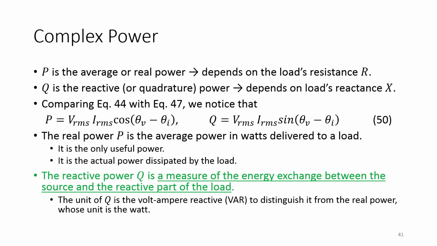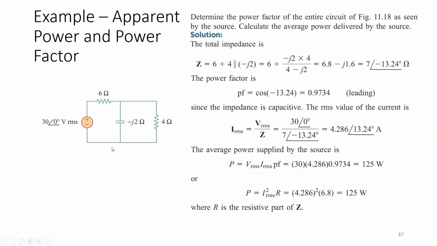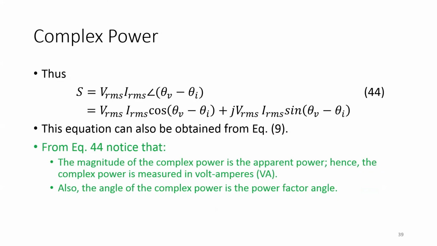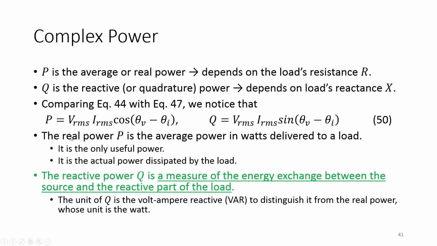The real power P is the average power in watts delivered to the load, as we just saw in our last example. This is the real power, which is measured in watts. The unit used here is watts for this one. So the real power is the actual amount of power dissipated across the load.